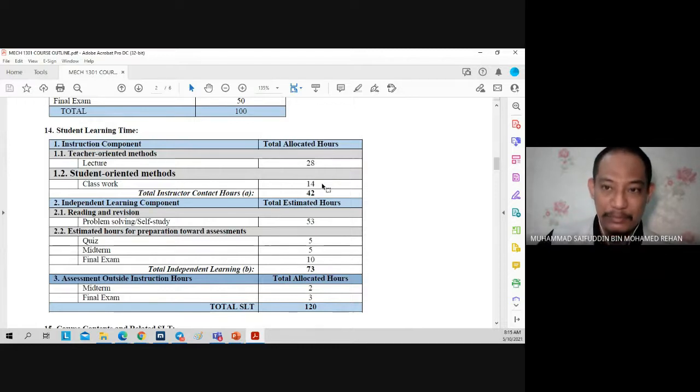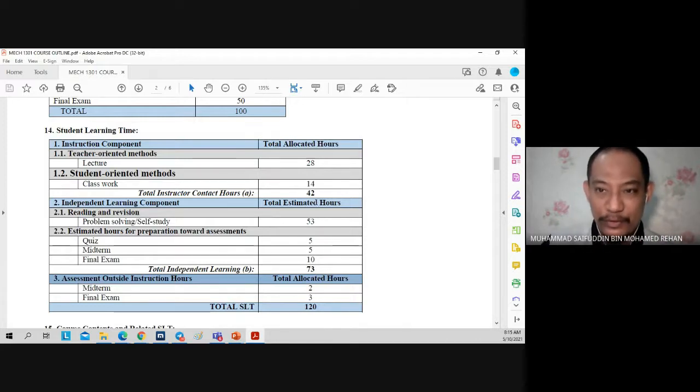And that will add up to this 42, right? Meaning that if you add up this one, 42 for the 14-week semester, where each week you have 3 hours in class, then it will add up to 42. But if you look here in the course outline itself, it is expected that outside of this 3 hours, you spend 53 hours of problem solving, self-study, etc., to be able to pass this course.